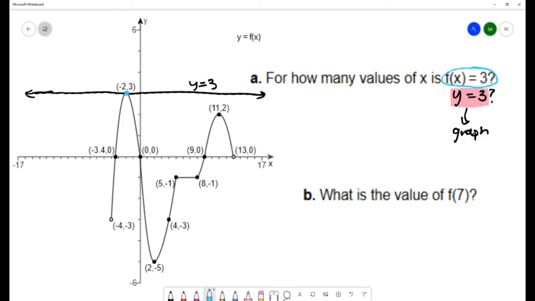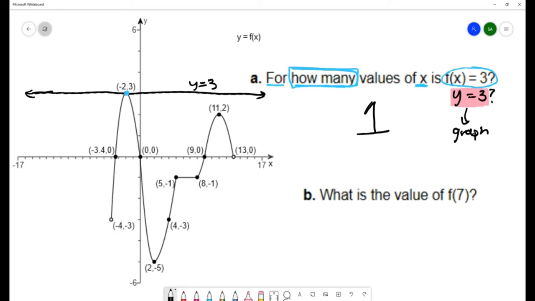See the wording in this question? For how many? This is counting how many values of x have a y of 3. So the answer to this is 1. We have one x that has a y of 3.